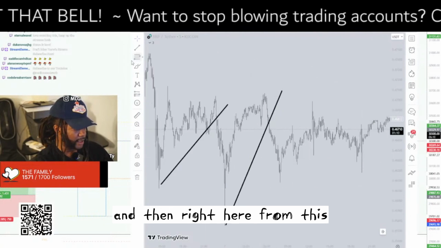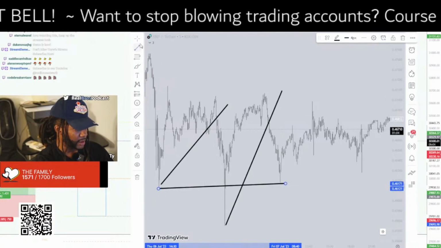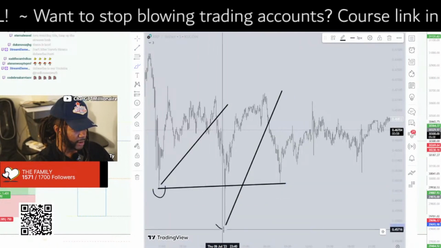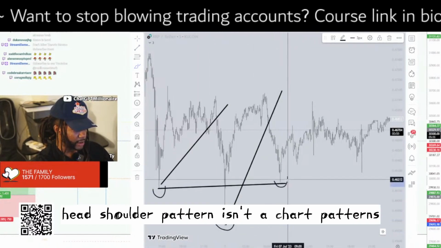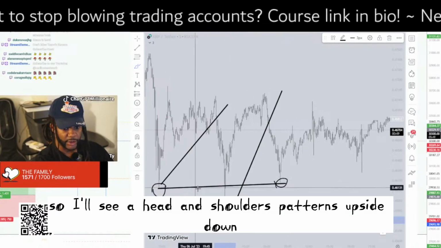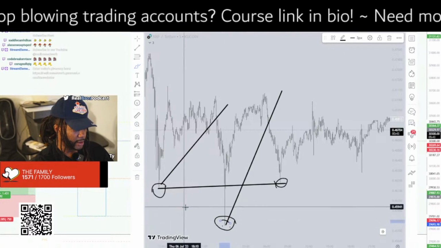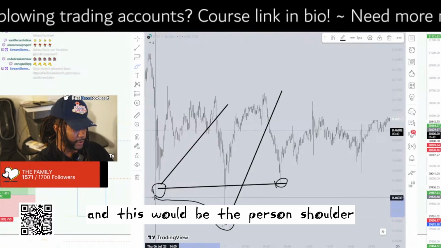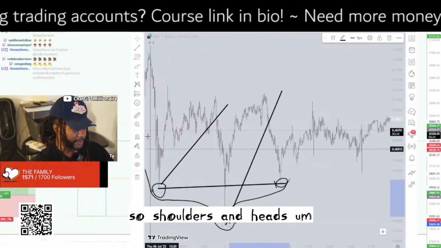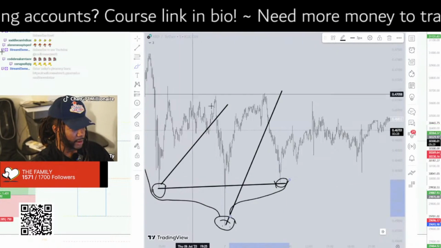And then right here, from this to that, and I'll take a brush. It's called the head and shoulders. See a shoulder, head, shoulder pattern. This is in the chart patterns. So I'll see a head and shoulders pattern. It's upside down. I guess this would be the head. And this would be the person's shoulder. I don't know why they call it head and shoulder, but that'd be the person's shoulder or whatever. So shoulders and heads. Now I'll come zoom in.